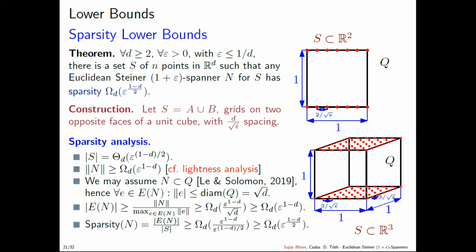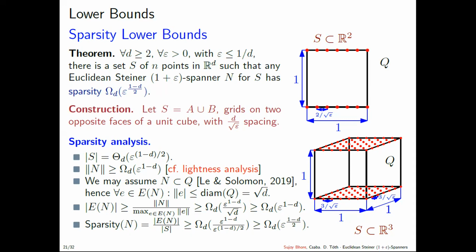All right, now we move to the sparsity lower bound. In the case of the sparsity lower bound, our bound is epsilon^(1-d/2). The construction remains the same, and in the analysis, again the point set cardinality is epsilon^(1-d/2), and the spanner construction's weight is the same as in the lightness analysis, epsilon^(1-d), and we may assume that the edge weights belong to Q.